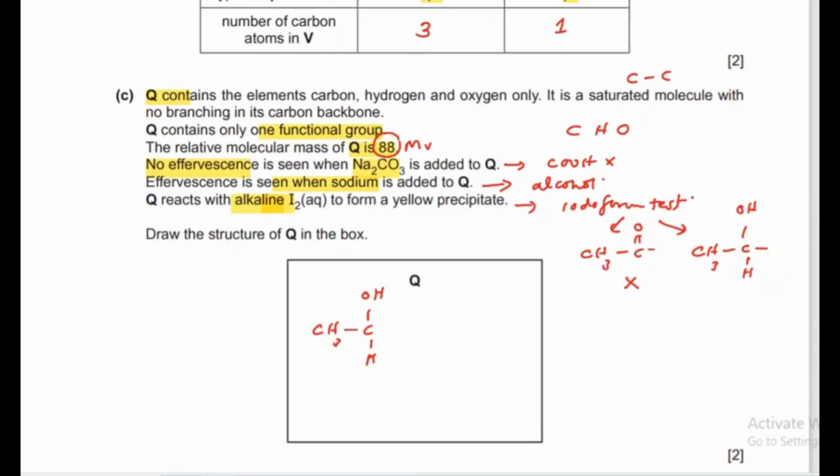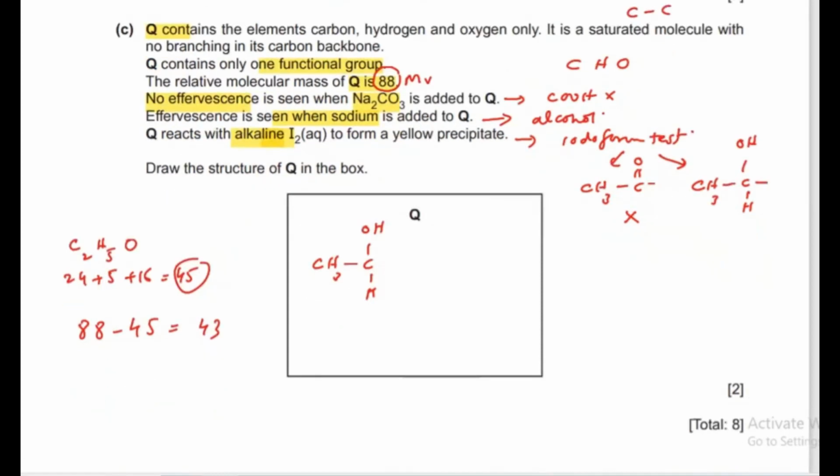So if we look at the carbon, hydrogen, and oxygen, what is the Mr of this unit? There are 2 carbon and 1, 2, 3, 4, 5 hydrogens. So 2 carbon, then 5 hydrogen, then 1 oxygen. So this is 24 plus 5 plus 16, so it is 45. Mr is 88, so 88 minus 45 is 43. As we can see, there is no branch, so all the carbons are in a straight line.